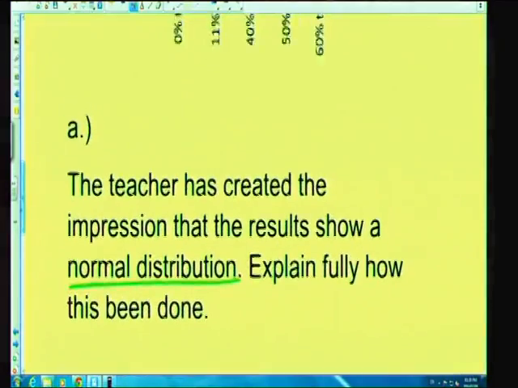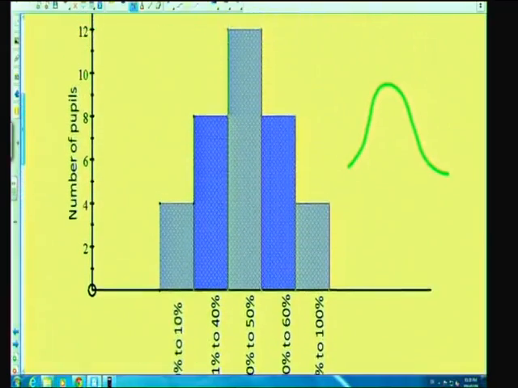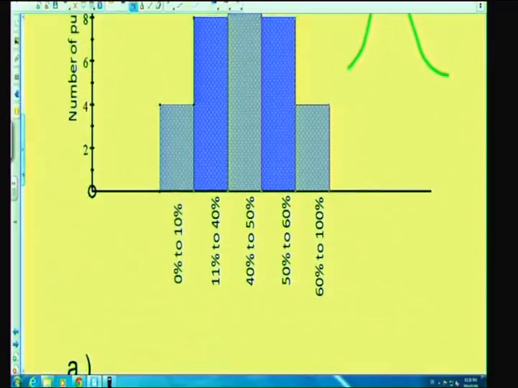Well, let's go and have a look at it closely. Well, the amount of people is quite nice because we see that we've got exactly 4 people either side, 8 people either side and 12 people in the middle. But let's have a look at what interval she's used. Over here she's gone 0 to 10. Here she's gone 11 to 40. That is a huge gap of 30 people. Here's only 10 people. Over here, I mean not 10 people, 10%.